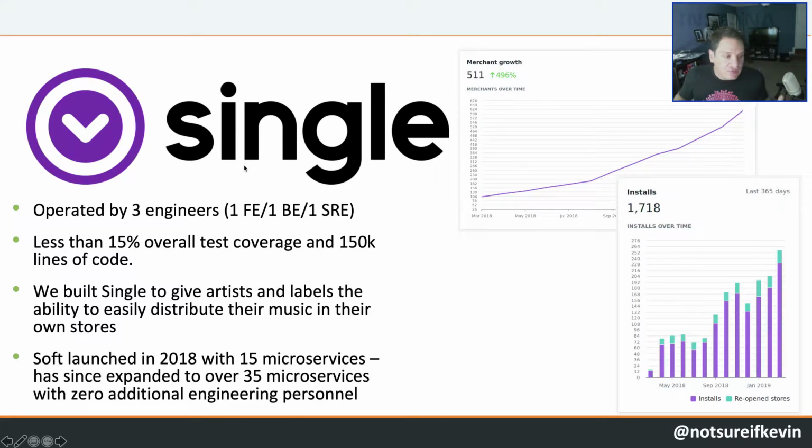And this is actually Single Music, the organization I'm a co-owner and co-founder of. We started this 3 years ago with just a couple other engineers, and we essentially distribute music and report on it through a Shopify integration. We launched in 2018 with around 15 microservices, but since then, we're almost at 1,000 installs. We're in over 1,000 stores, including names like Madonna, Tool, as well as Bruce Springsteen, and a lot of other big bands. And they've trusted us to distribute their music and report on those sales.